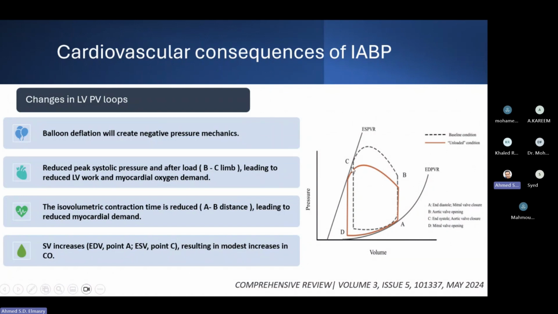And during the isovolumetric contraction phase, the time for the isovolumetric contraction phase, which is from point A to point P, has been shortened by the intra-aortic balloon. So the left ventricle workload has been decreased, and the left ventricle oxygen demand has been decreased. And the stroke volume is a little bit increased with the use of the intra-aortic balloon.